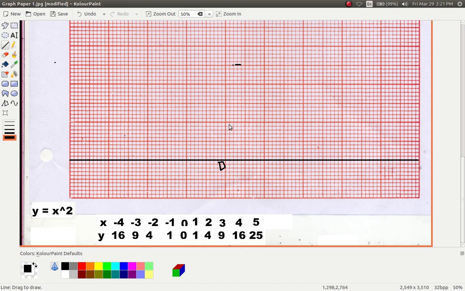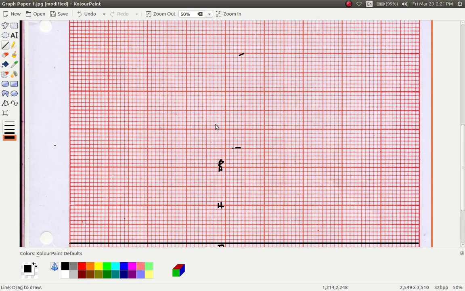Suppose I say let 2 centimeters equal, let's say 4 units. I would have 0. This would be 2 centimeters, that's 4. Another 2 centimeters, that would be 8. I want to write my 8 here. Another 2 centimeters, that would be 12. So that would be my 12.